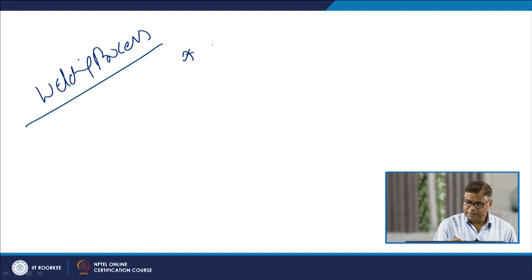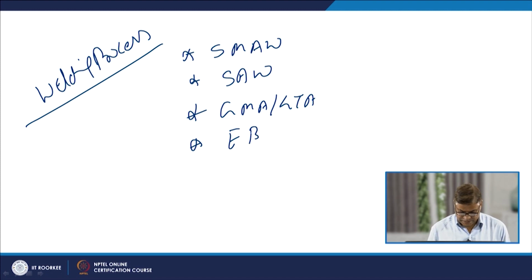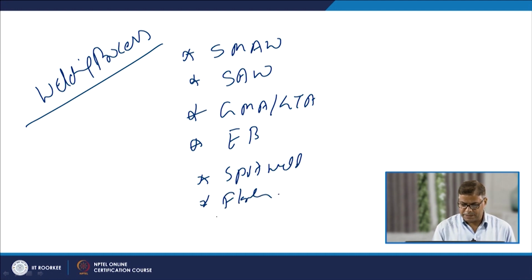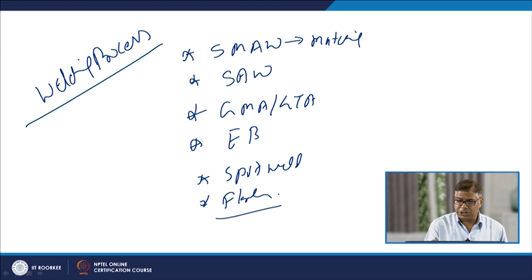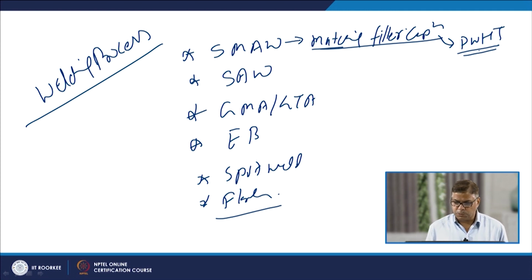So, we can use the entire range of the common welding processes like shielded metal arc welding, submerged arc welding, gas metal and gas tungsten arc welding, electron beam welding, and other processes like spot welding or flash spot welding. When we are working with SMAW, normally we choose the matching filler or electrode composition, and once we have this, a suitable PWHT will help in realizing the joint with the required set of properties across the plates which are being joined.